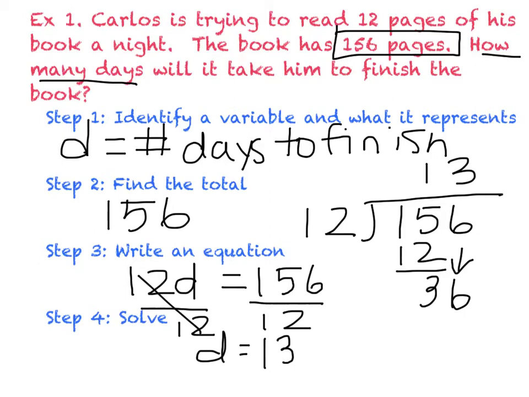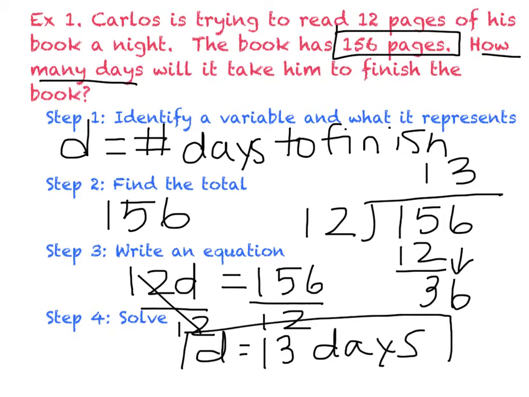Since this is a word problem, I'm not just going to stop there, but I'm going to look at what kind of units I should have. Since my variable D represented the number of days, I should write 13 days as my final answer, and that's how long it's going to take me to finish a 156-page book if I read for 12 pages a night.